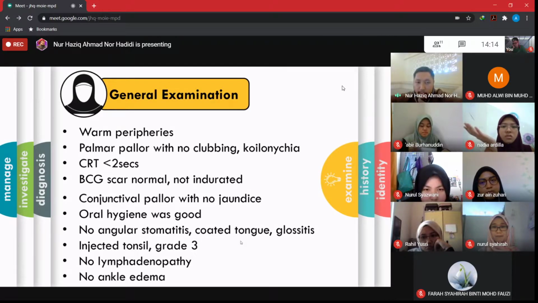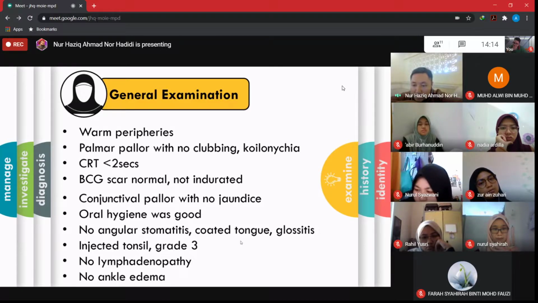However, there is no clubbing, no koilonychia, no flapping tremor, and also no peripheral cyanosis. The CRT is less than 2 seconds. BCG scar was normal on the left arm, not indurated. So on eye examination, there is conjunctival pallor but no jaundice.